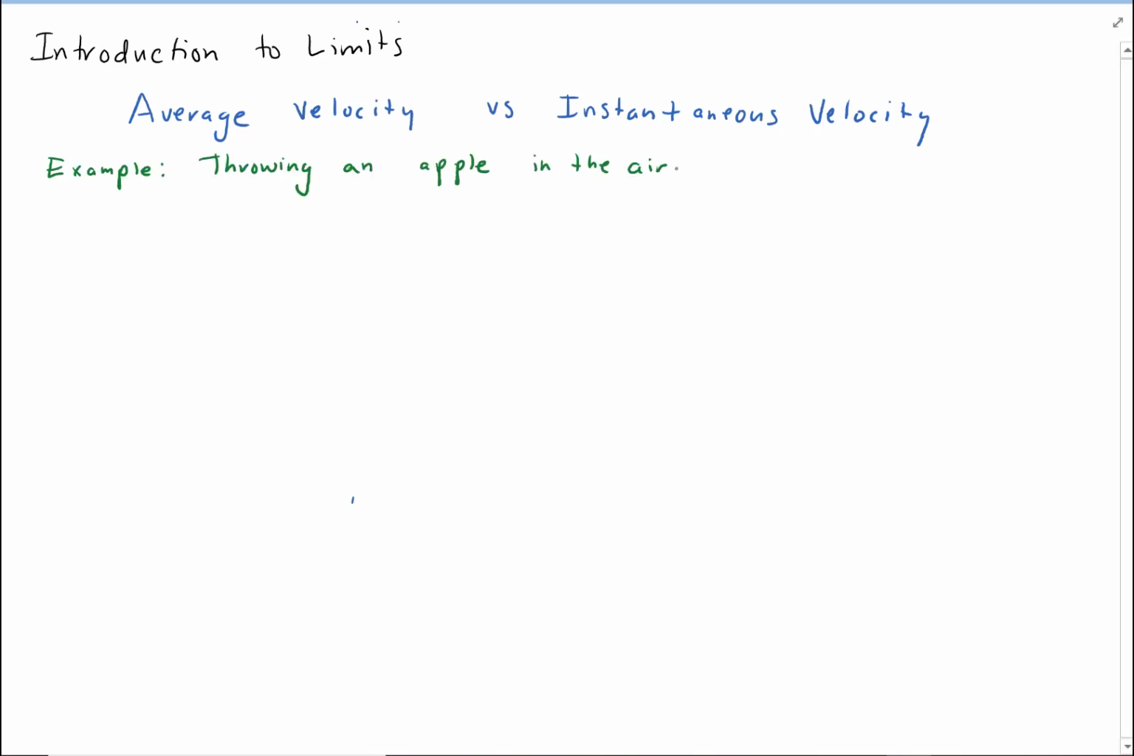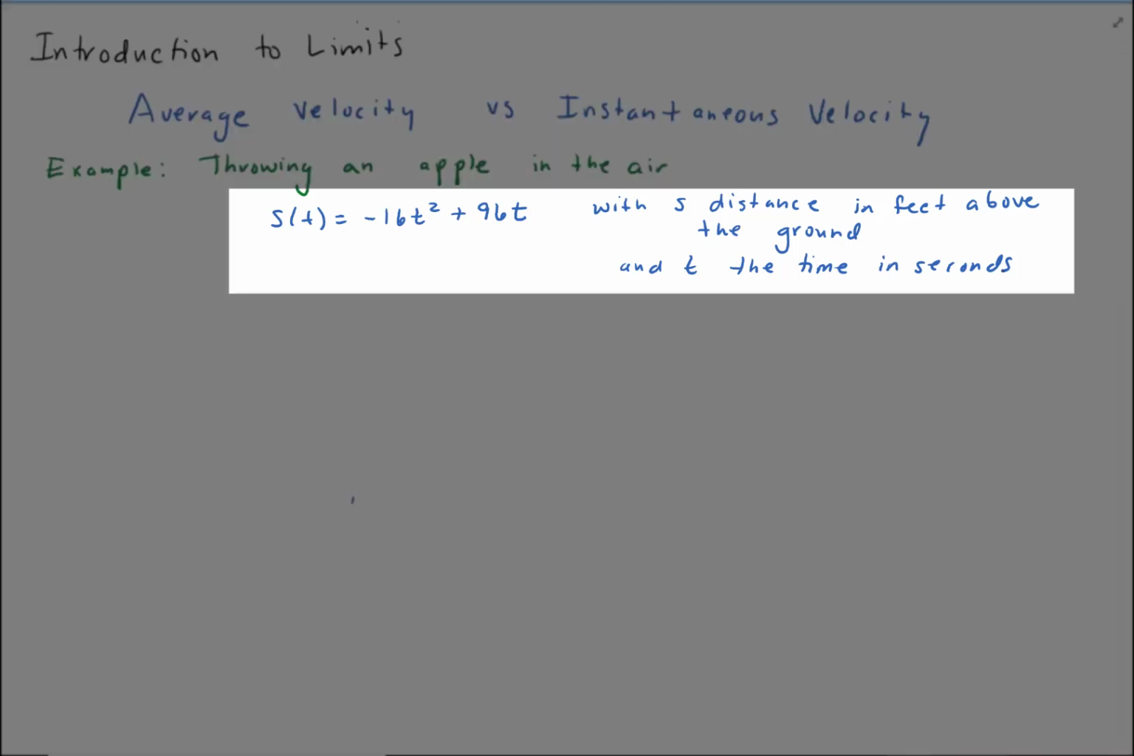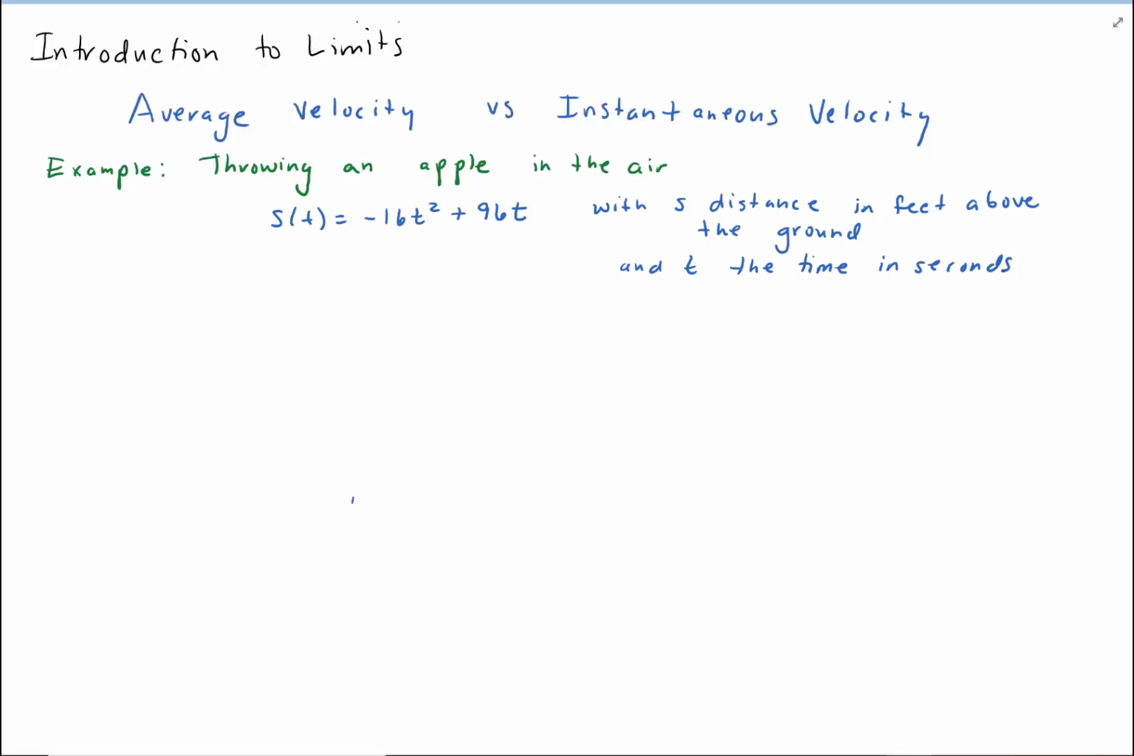Let's throw an apple into the air. If we neglect air resistance, the formula that models the distance over the ground of the apple as a function of time is as such. S of t is equal to negative 16t squared plus 96t, with s being the distance in feet above the ground and t is the time in seconds. What's the average velocity? Well, that's simply the change in distance over the change in time.